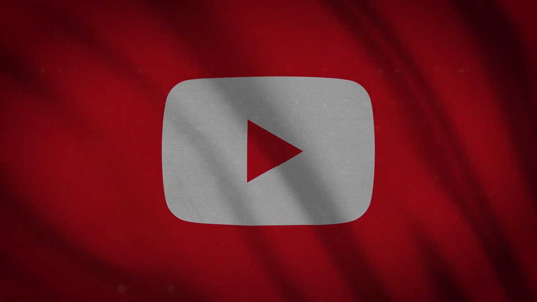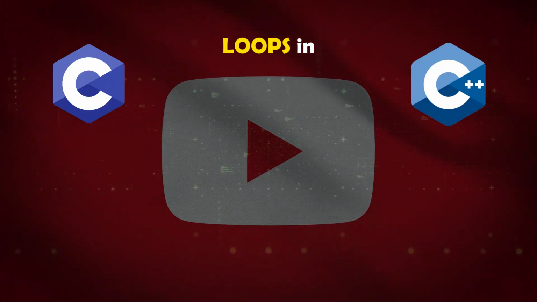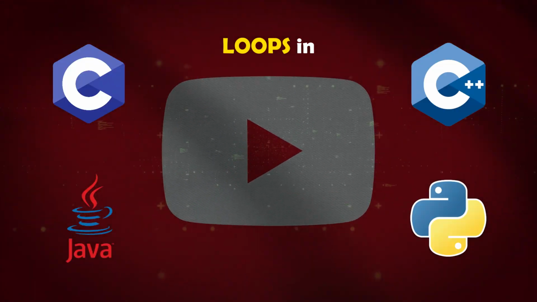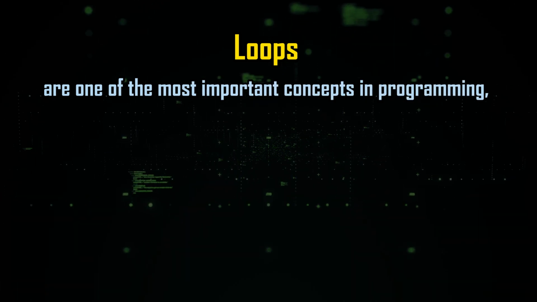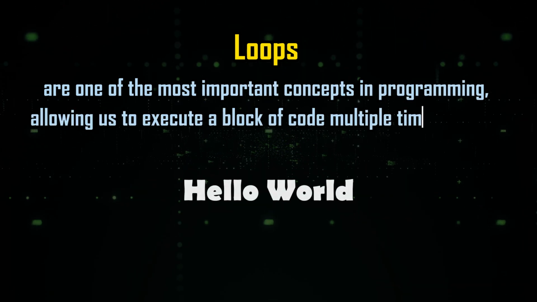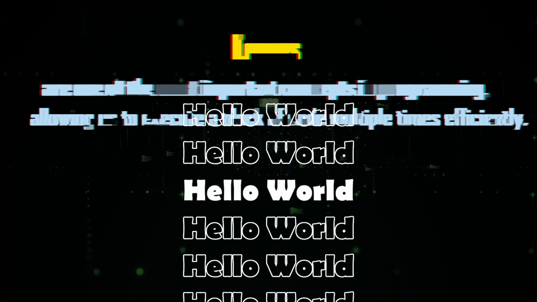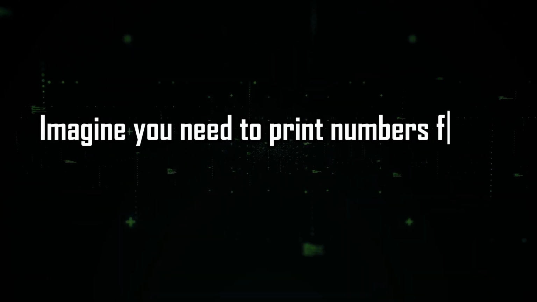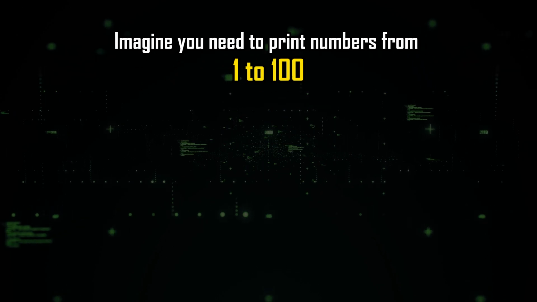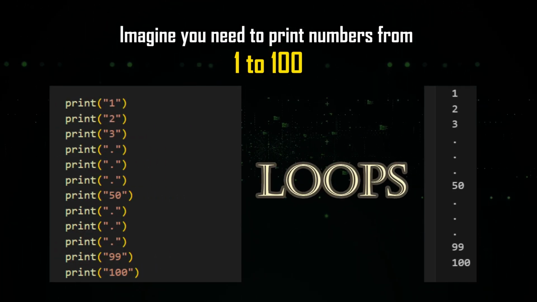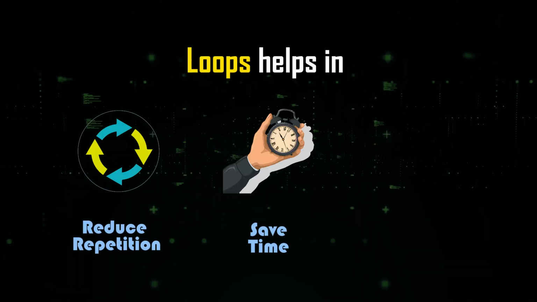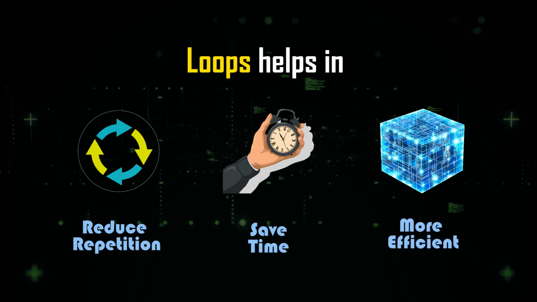In this video, we will explore loops in C, C++, Java, and Python. Loops are one of the most important concepts in programming, allowing us to execute a block of code multiple times efficiently. Imagine you need to print numbers from 1 to 100. Instead of writing 100 print statements, you can use loops to repeat the action automatically. Loops help reduce repetition, save time, and make programs more efficient.